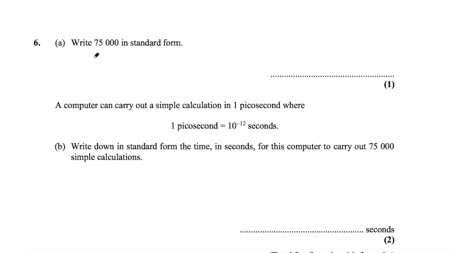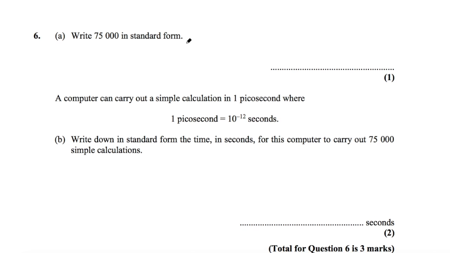Question 6 says write 75,000 in standard form. So hopefully you know what standard form means. That means there's one number between 1 and 9 multiplied by a power of 10, which equals 75,000. So I need to divide that by 1,000 to get 7.5. So this is going to have to be 10 to the power of 4. In other words, 10,000. So 7.5 times 10,000, that equals 75,000.